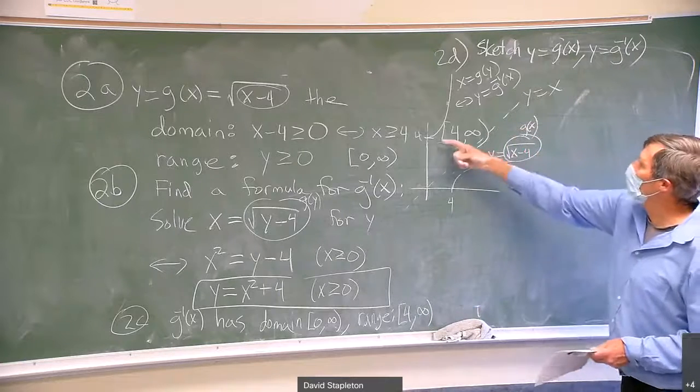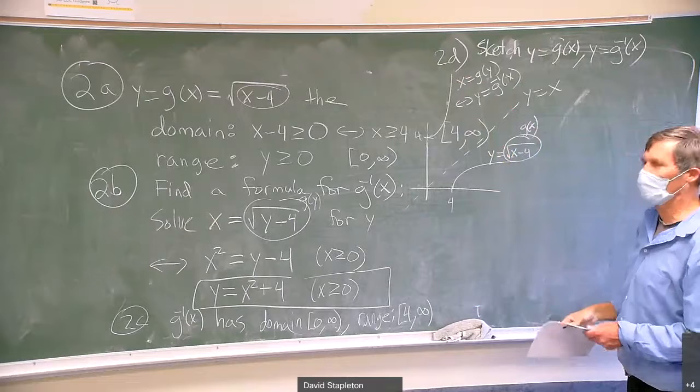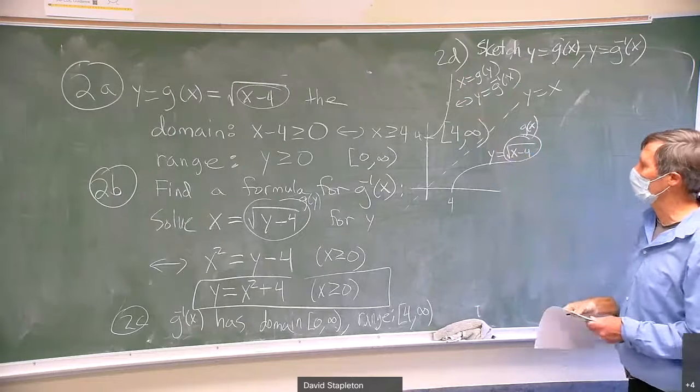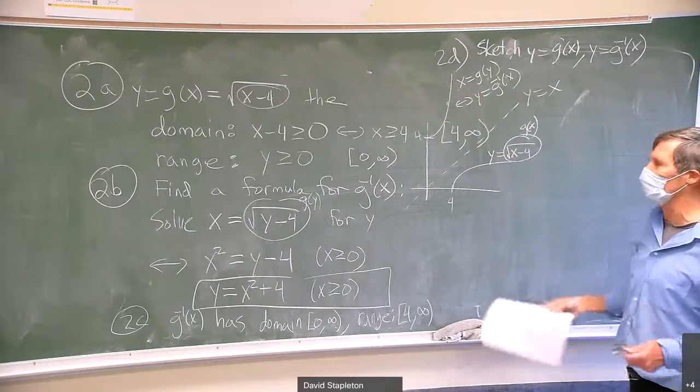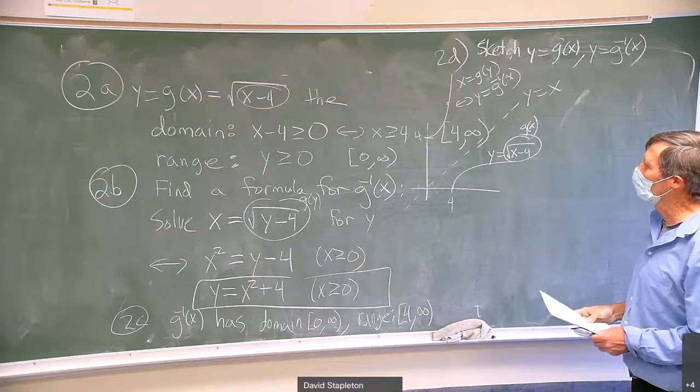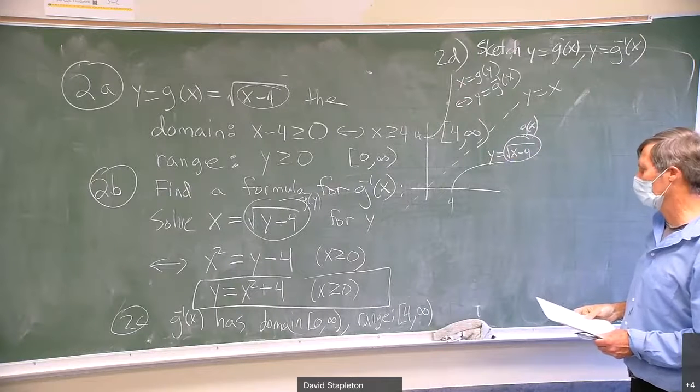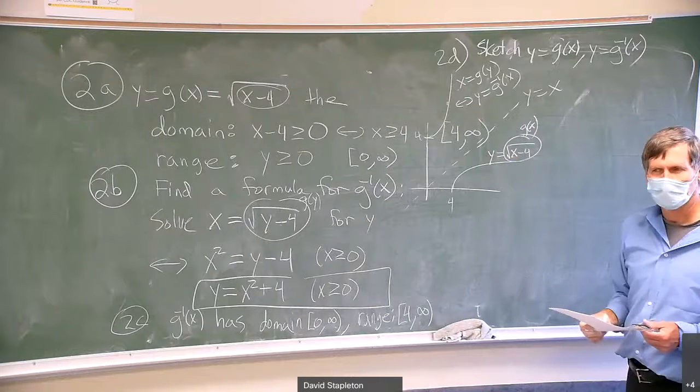So there's their plots. g of x and g inverse of x. It's a flip over the line y equals x. This is very important in inverse functions in calculus because they do inverse trig functions and so forth. And it's really useful to have that concept. Any questions on 2?